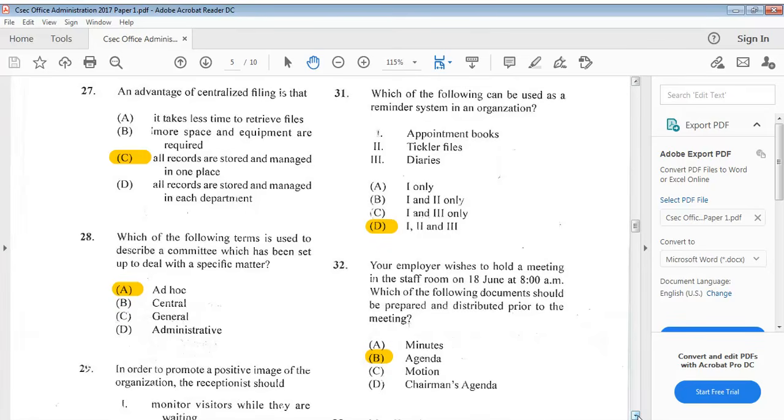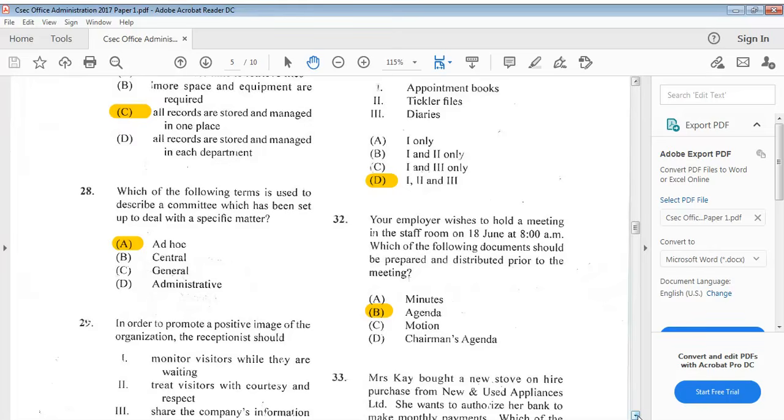Let's move on to number 28. Which of the following terms is used to describe a committee which has been set up to deal with a specific matter? A. Ad hoc, B. Central, C. General, or D. Administrative. Our answer would be A. Ad hoc.